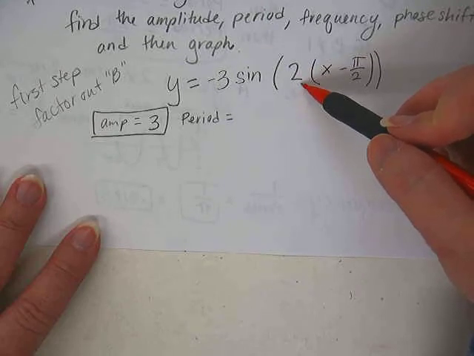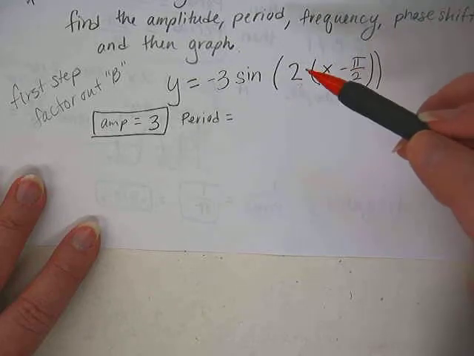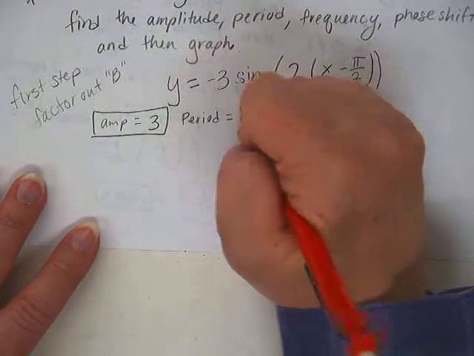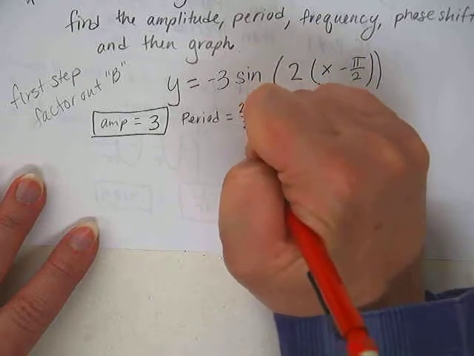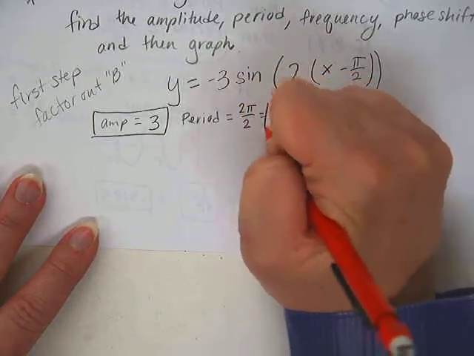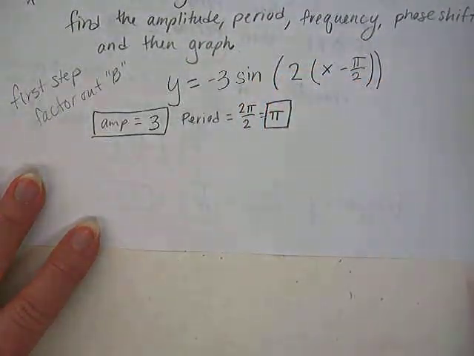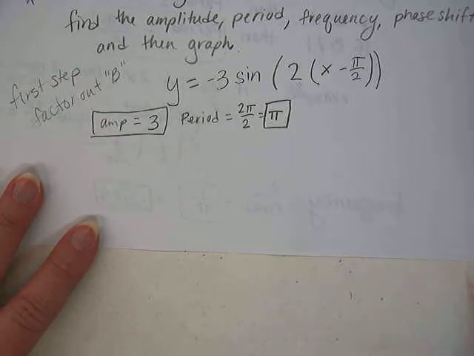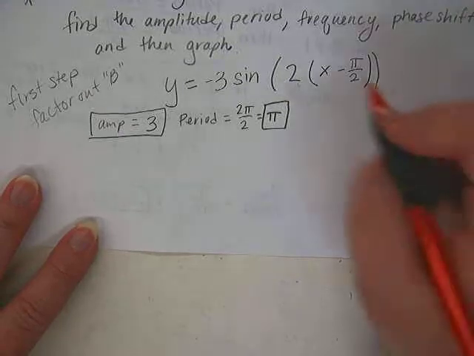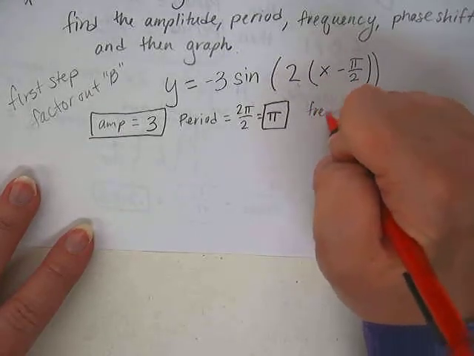But 2 itself is not the period. 2 is the number of cycles that happen in 2 pi. So we have a formula to find the period. 2 pi divided by 2, which is pi. This stuff isn't that hard, but it's really easy to make mistakes with it if you're not careful.